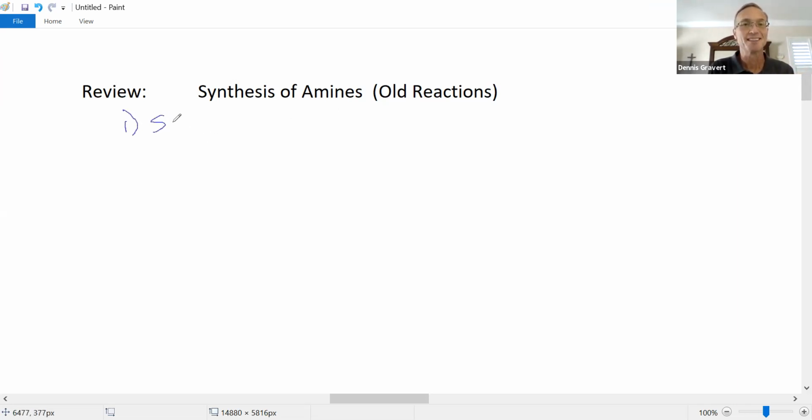The first one is an SN2 reaction. I think this is the first way and the most popular way, I'll admit, of making amines. Start with a primary or secondary halide and add ammonia. Ammonia is a good nucleophile, weak base. It does an SN2 reaction. Sulfur and nitrogen are good nucleophiles. And it's a quick mechanism, right? One step, two arrows.